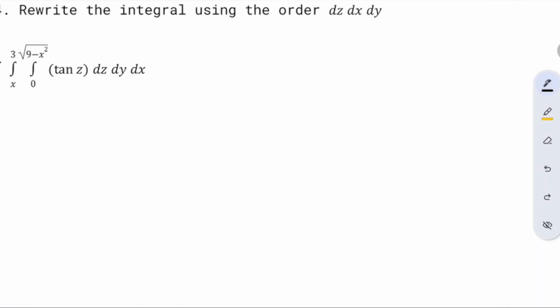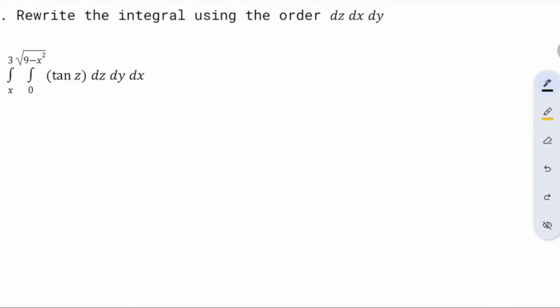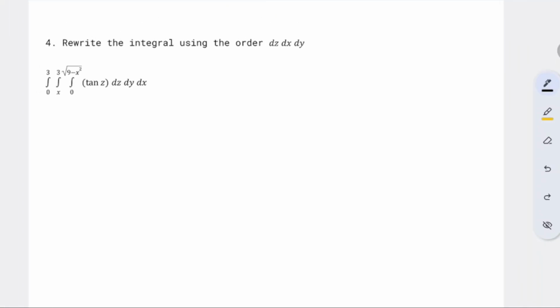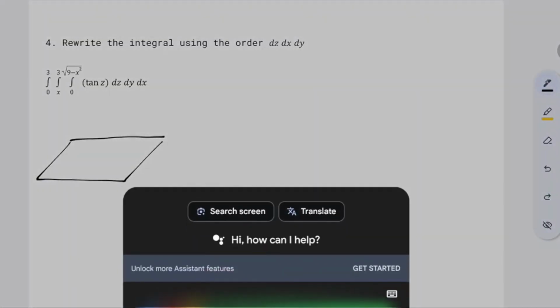Rewrite the integral using dz, then dy, and then dx. Okay, so we need to visualize the region of integration and then reorder it. So z is going from z equals 0. Okay, that's the xy plane. Up to z equals the square root of 9 minus x squared. So I might try my best to draw this for you. z equals the square root of 9 minus x squared.